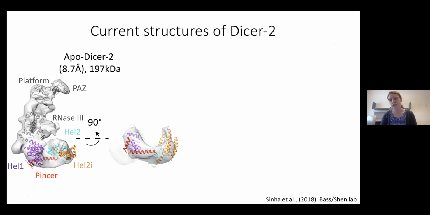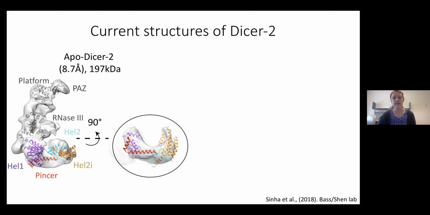We also have some structural information regarding the protein Dicer2. Here, I'm showing you ApoDicer2 solved to 8.7 angstroms. I also noted the molecular weight of Dicer2 at 197 kilodaltons, just to show you that Dicer is on the smaller end of proteins that are studied by cryo-EM. But overall, we can see that this protein is L-shaped and it has 10 subdomains. Most of them are labeled here.